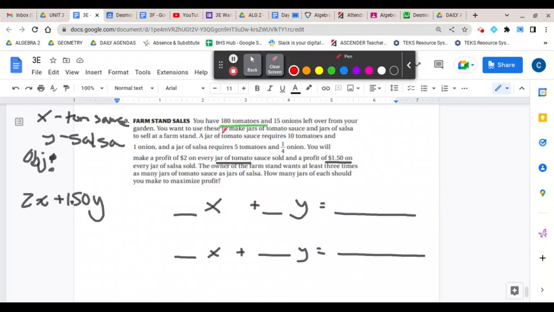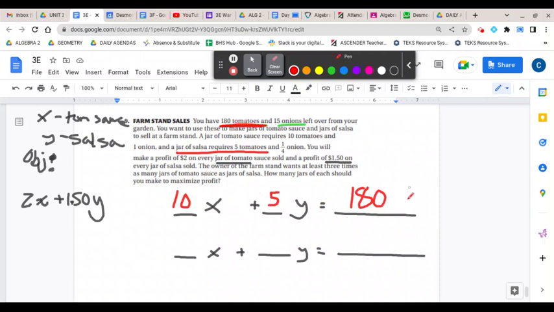So what we're going to have to do is make our first equation with tomatoes. Now, we have 180 total tomatoes, so that'll be over here. A jar of tomato sauce requires 10 tomatoes, so 10 tomatoes per jar of tomato sauce. A jar of salsa requires 5 tomatoes, so 5 tomatoes for a jar of salsa.